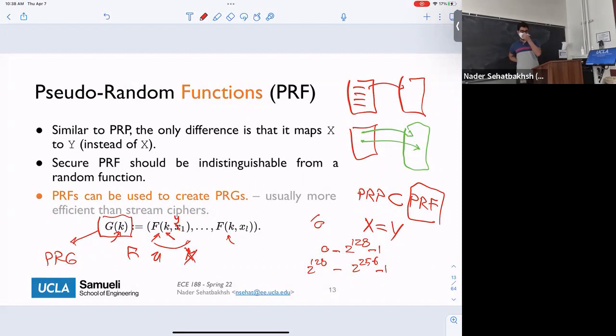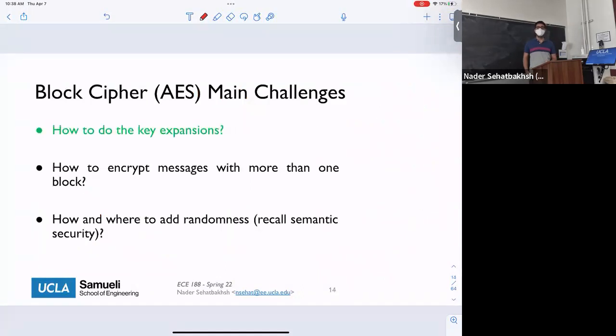Where did the X's come from? You can generate them randomly on the fly. So again, similar to nonces, you have to send it with your encryption or whatever, so both the encryption and decryption need to know exactly what those values are. You can start with some counter or you can send it over. Any other questions?